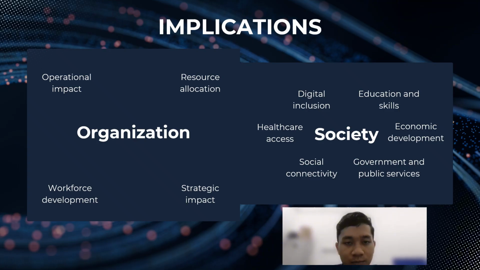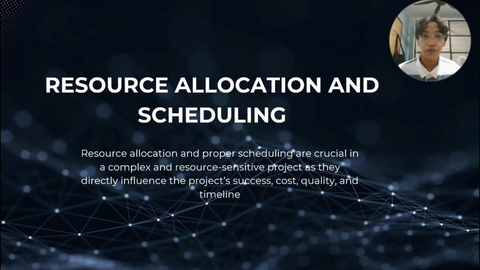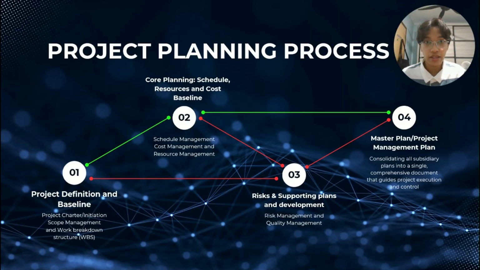And last but not least, government and public services for citizens in rural areas to access welfare apps and disaster response for citizen coordination. Next, I'll briefly cover how we are managing resources and scheduling for our project. To start off, let's take a look at our project planning progress.